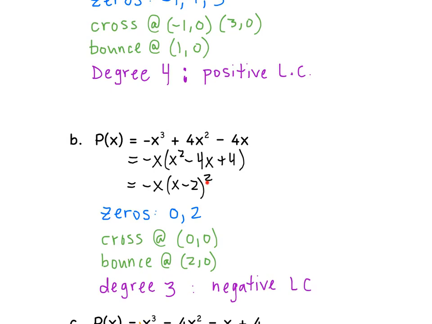It's raised to an even degree, so I know we're going to bounce at the point (2, 0). I can go back to our original. It's a degree 3 polynomial, so it's odd, with a negative leading coefficient. So remember, we want to picture a line with a negative slope. So I know the end behavior is going to look something like this: far left and up, far right and down. Now I want you to try graphing with this knowledge and see what you get.